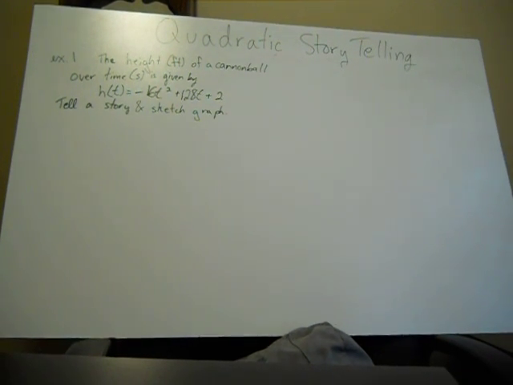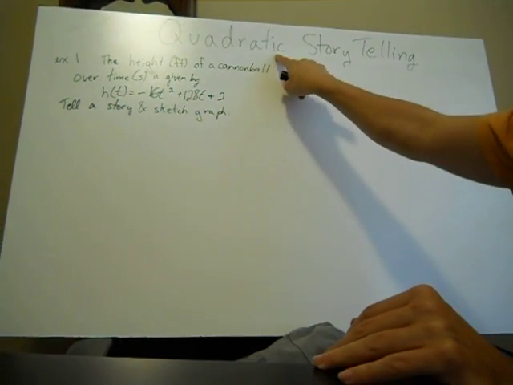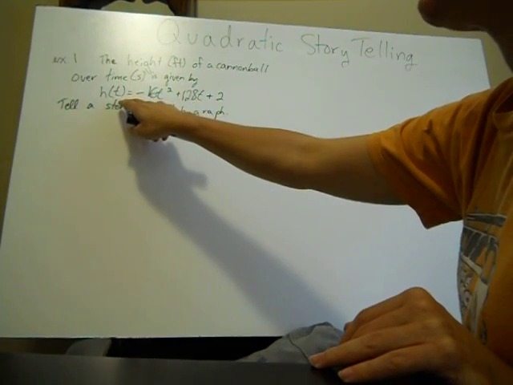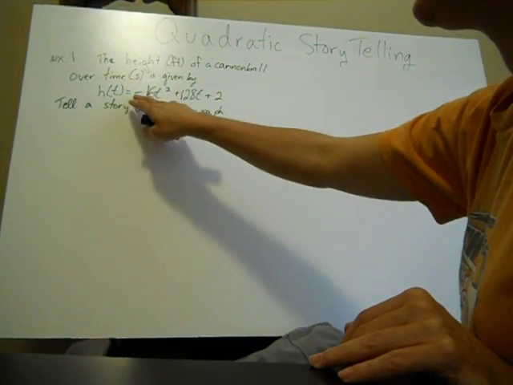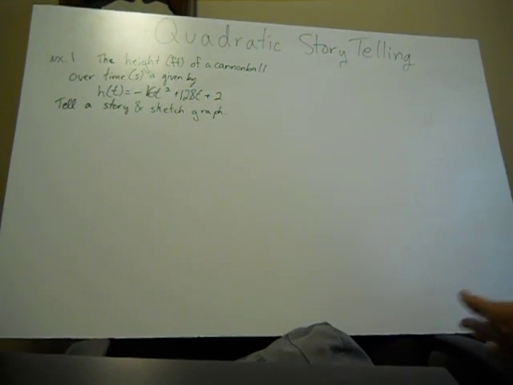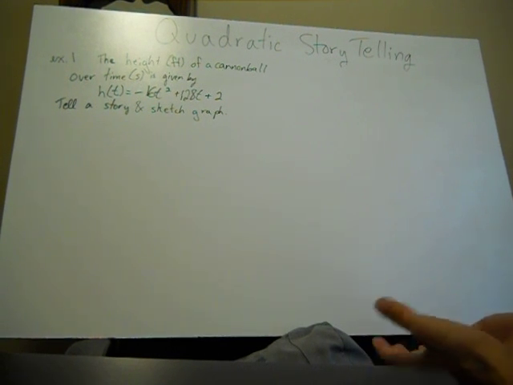Okay, quadratic storytelling. This is like your word problems of the past, but we're going to work on you interpreting more and hopefully panicking less. So given a function, the height in feet of a cannonball over time in seconds is given by h of t, so it's the height over time, is equal to negative 16t squared plus 128t plus 2. And I'm going to want you to tell me the story and sketch the graph.